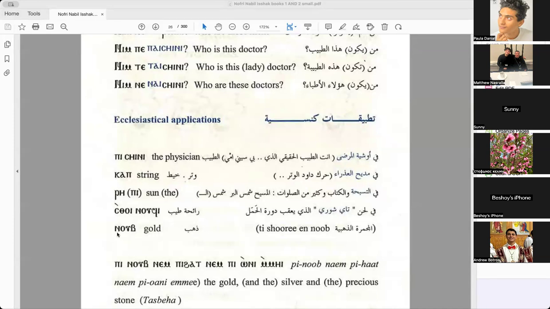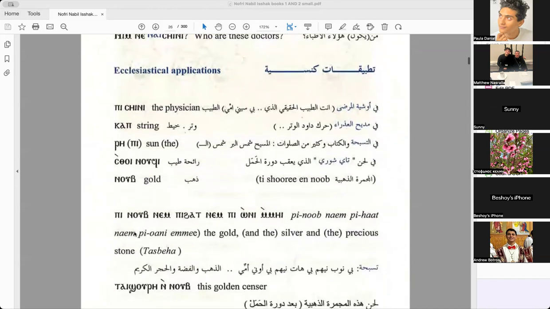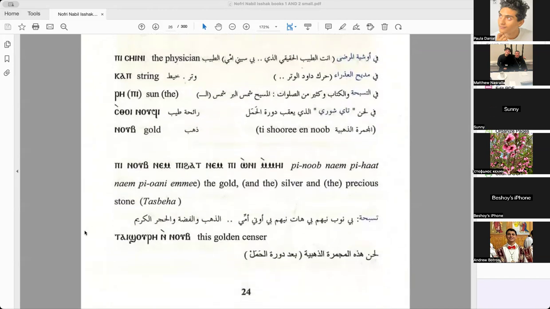Okay, let's get Anadrias. What's this one? Noob. Excellent. Your pronunciation is perfect. Let's get Kyrillos to read this for us. Pino, Nempi, Hat, Nempi, Oni, Emmi.